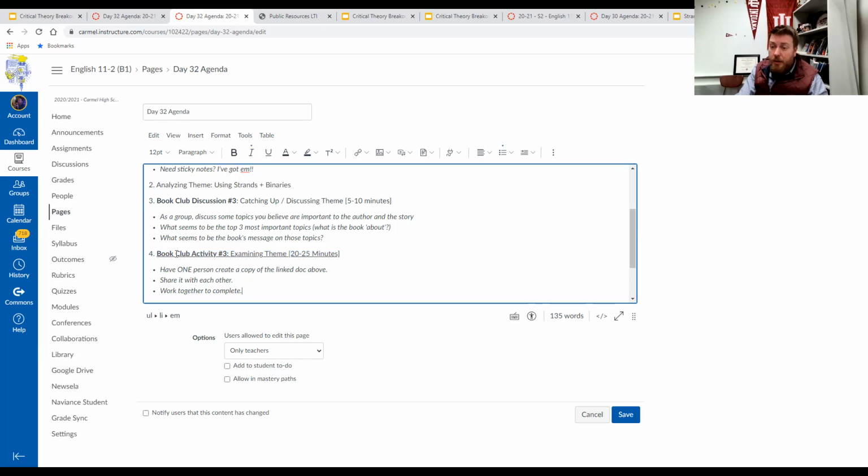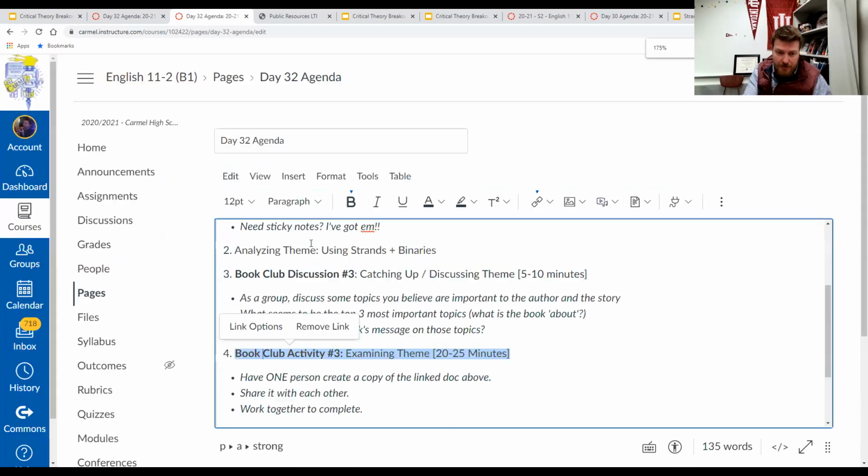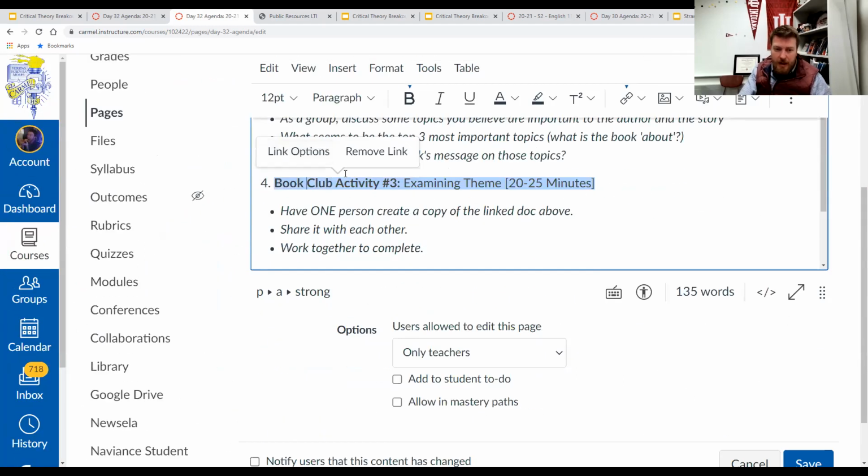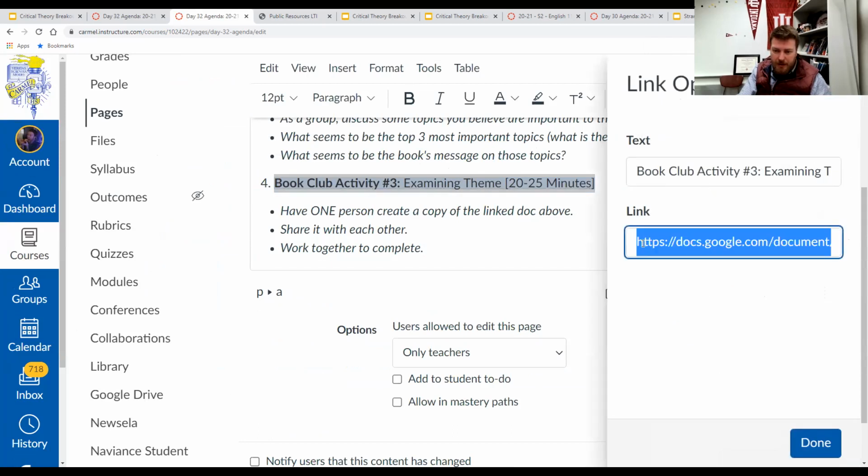Let's see here. So in order to do your activity, what I'm going to ask you to do in just a second is, if you go to item 4 on today's agenda, I'm just pulling it up here on the screen. I'm going to pull it up so you guys can see it.